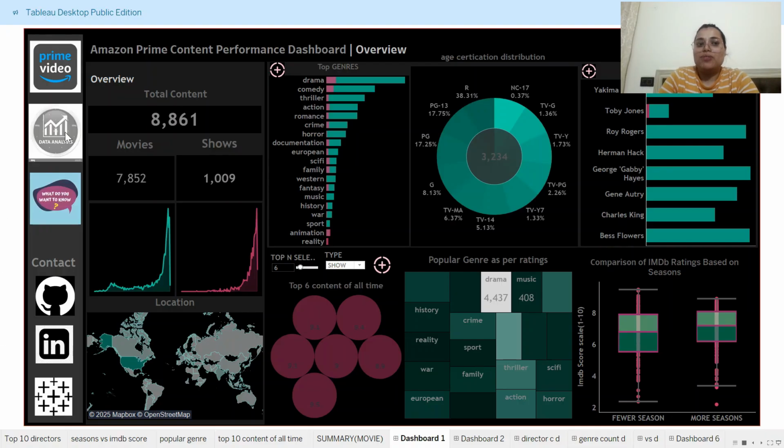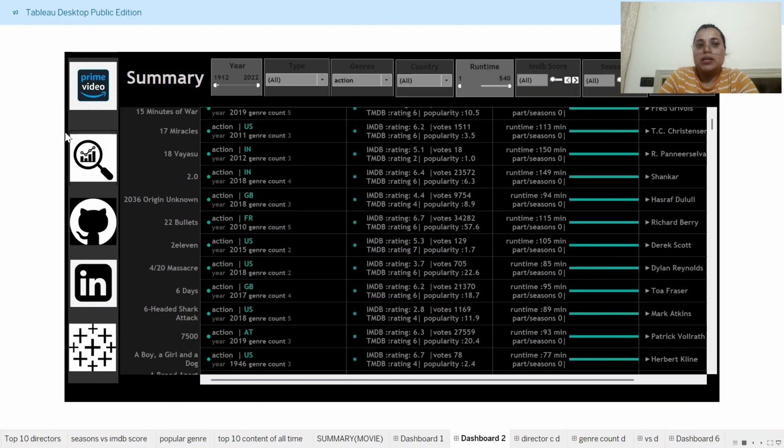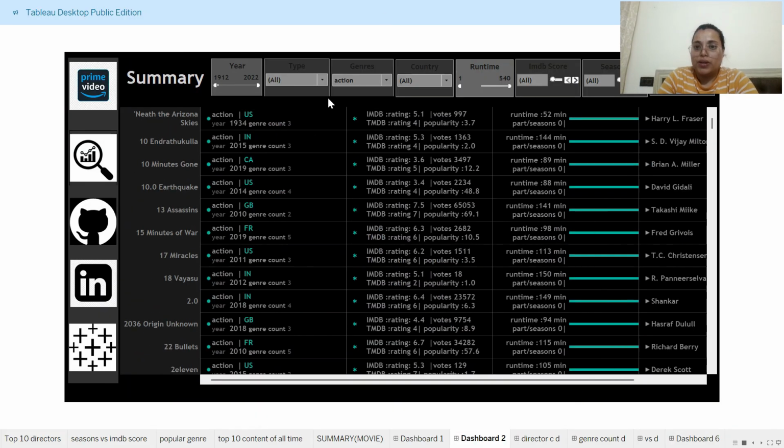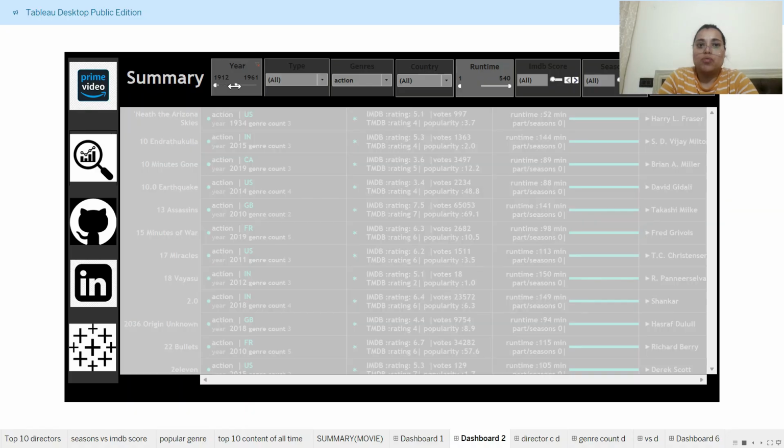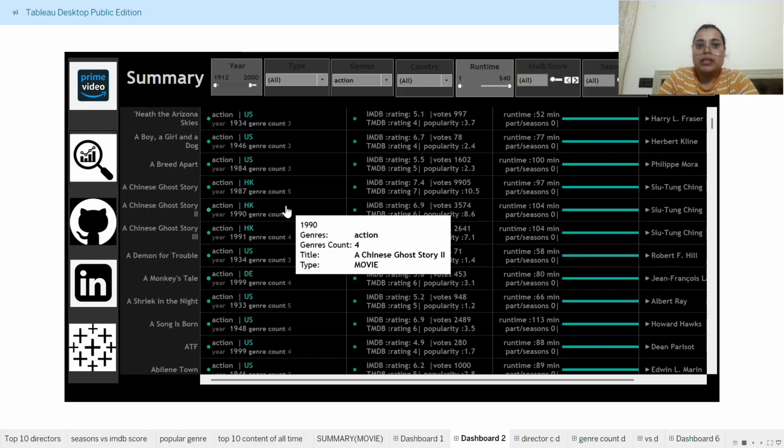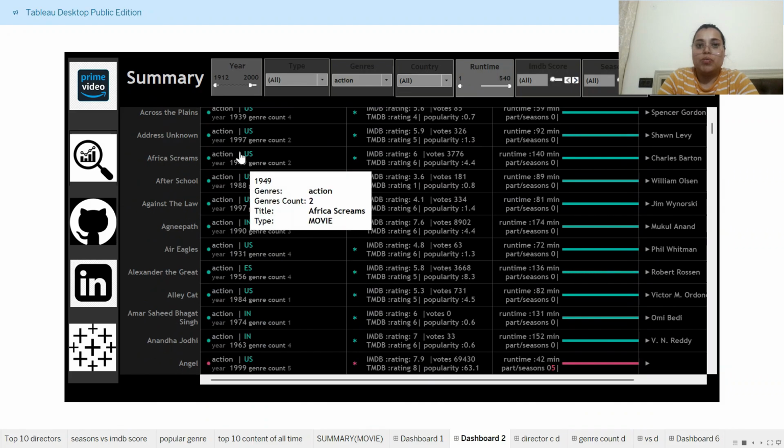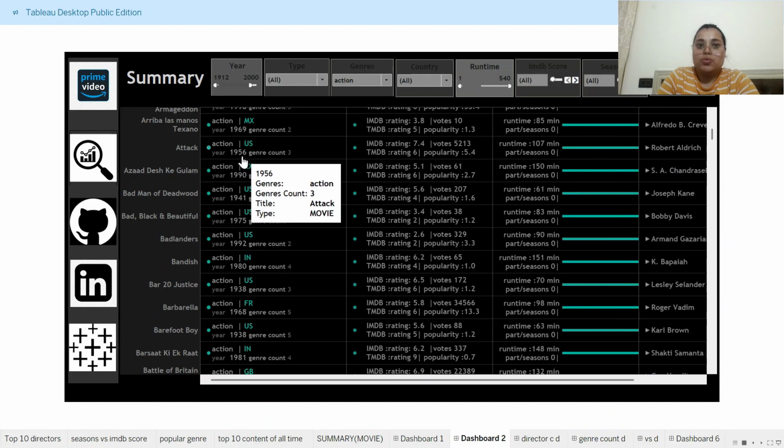If you want to have the in-depth analysis, you can just click on this icon. So you are going to have the summary over here. Also, I did add some filters over here. Let's say if I want to see some 90s movies, what I am going to do is drag this filter to 2000. So these are all the movies between 1912 and 2000.